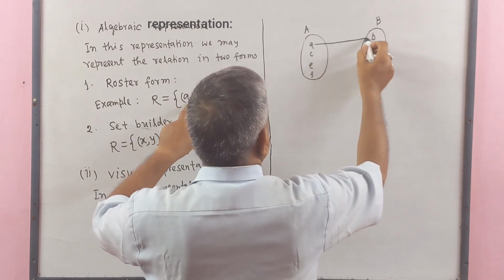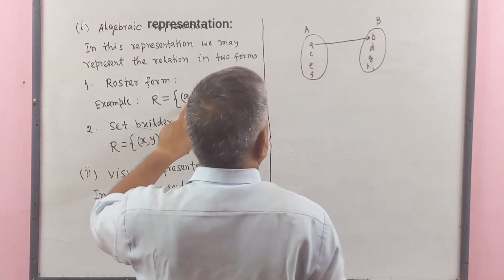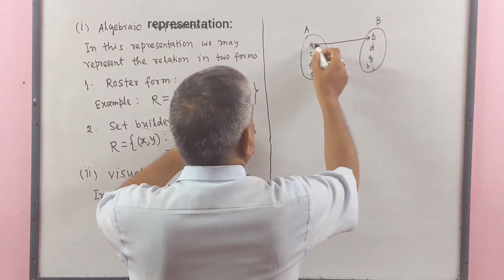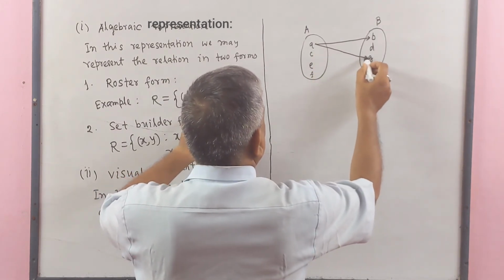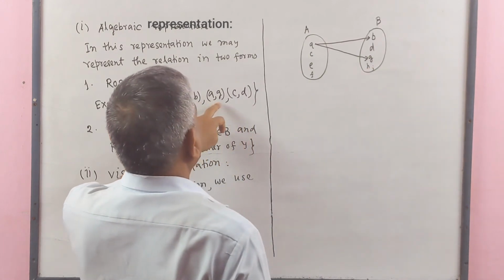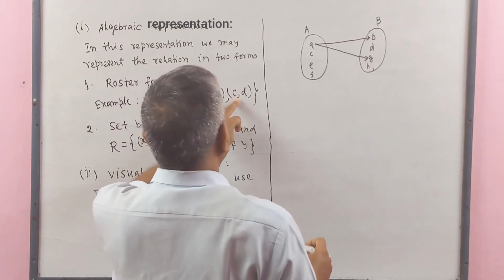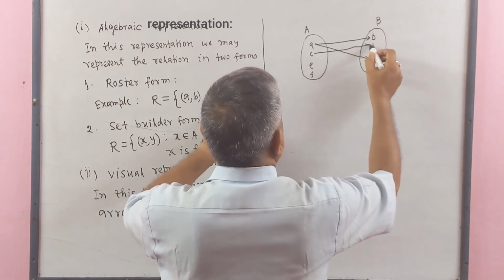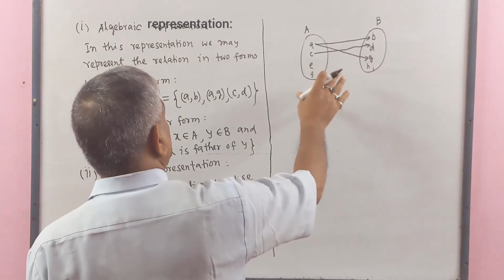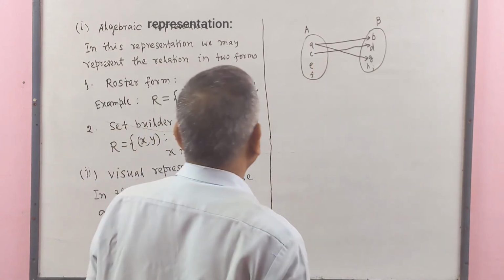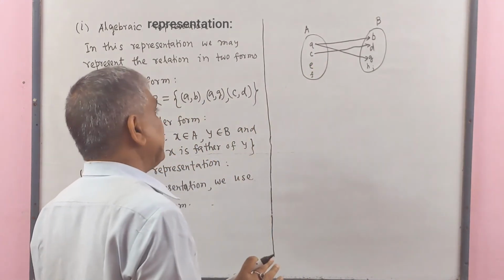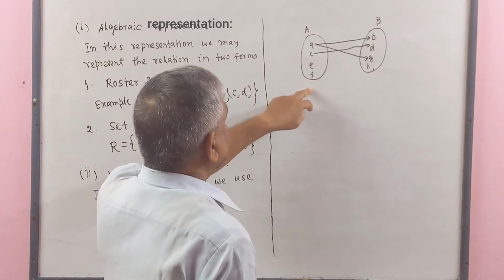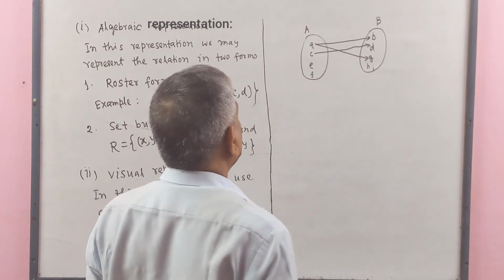We join this by arrow. A is father of B. Then A is father of G. C is father of D. This representation is the visual representation. Also, this is the representation by arrow diagram.